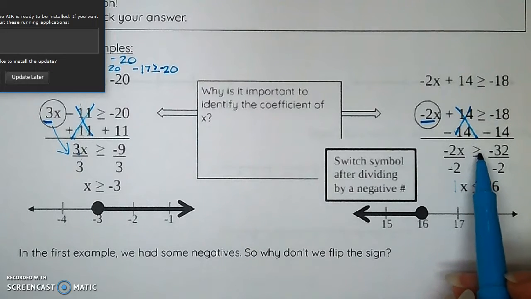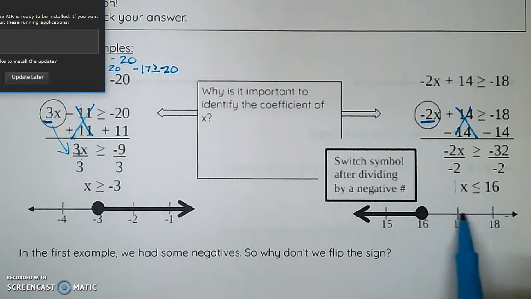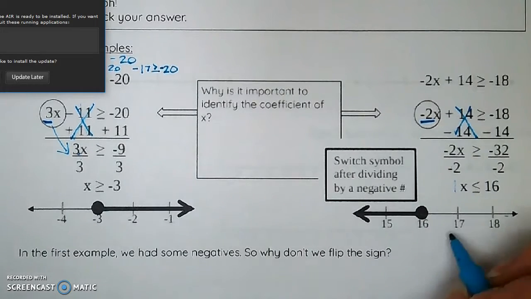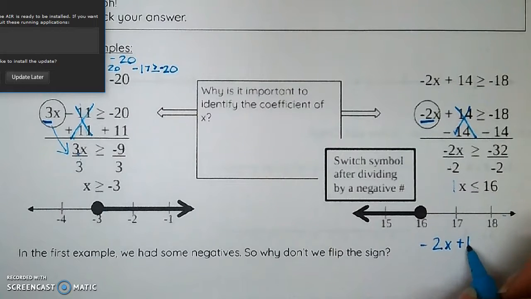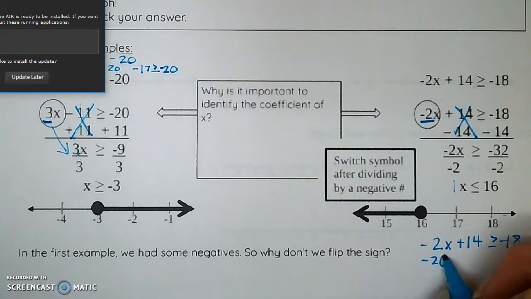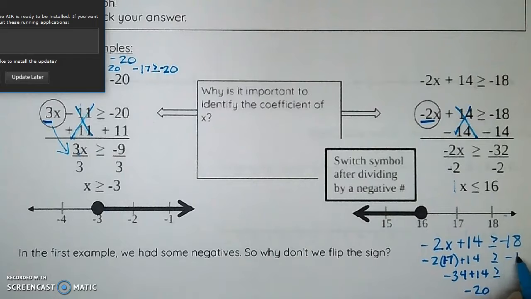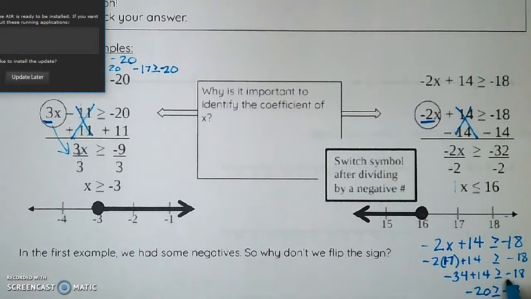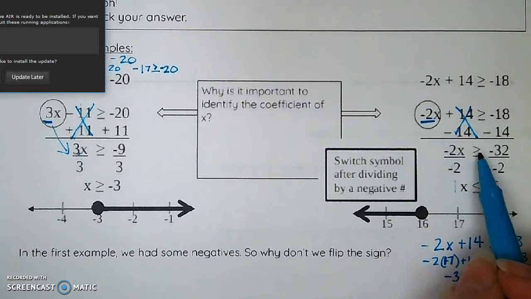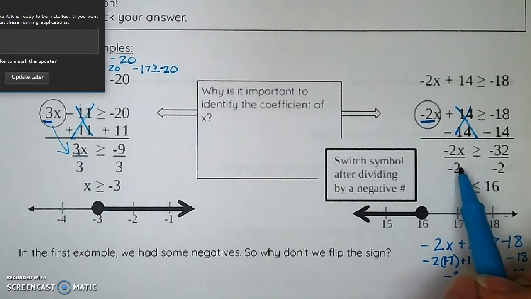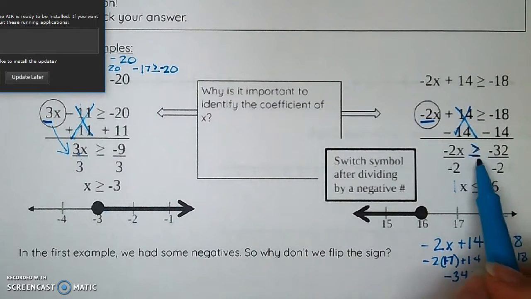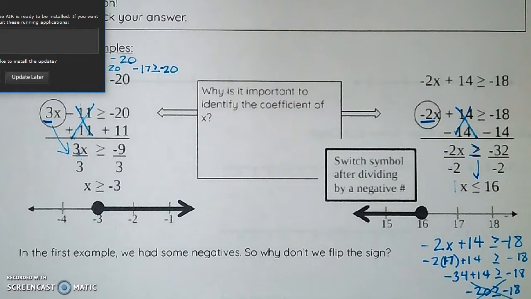Now, if I had not flipped my sign and I had shaded this way, if I take 17 and I plug it in to my original inequality, I get negative 34 plus 14, which gives me negative 20. And, uh-oh, that is not correct, is it? That is not true. So that is why in that last step, if I divide or multiply by a negative number, I have to take this sign right here, and when I finish out, I'm going to flip it to go the other way.